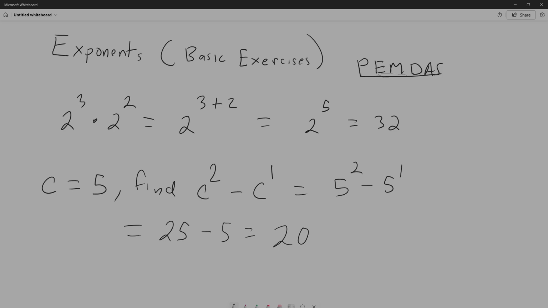In other videos, I will go over other kinds of exponent expressions, like rational exponents and more advanced exercises. So keep me updated for the next exercise.